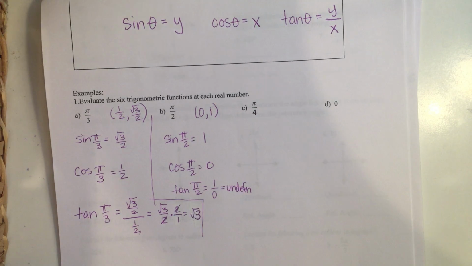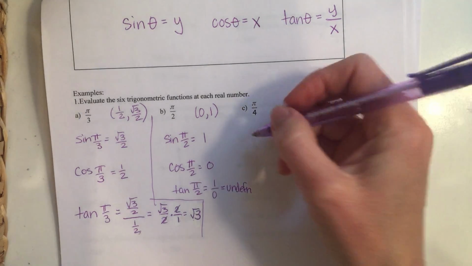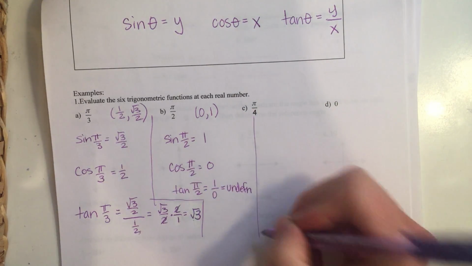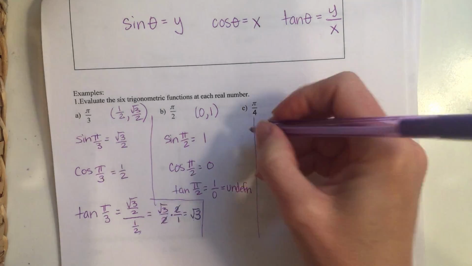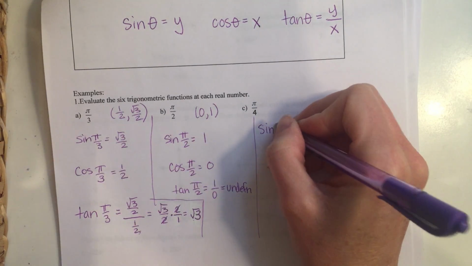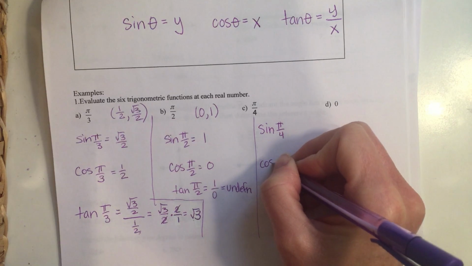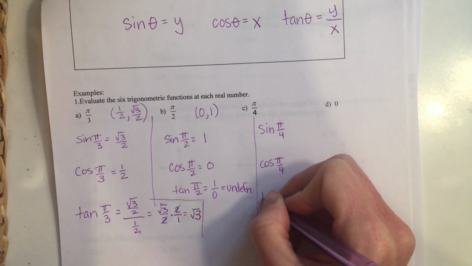You can, of course, check all of these on your calculator in radian mode, and I will show that to you on Thursday in class. So let's continue with pi over 4. We're going to be finding sine of pi over 4, cosine of pi over 4, and tangent of pi over 4.